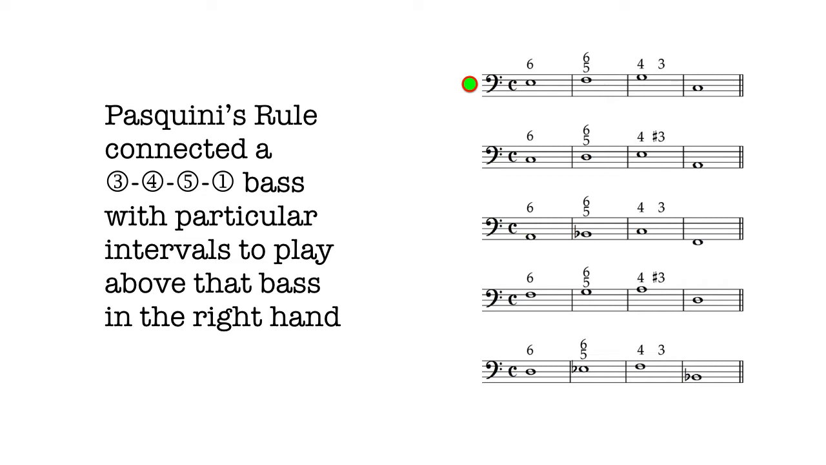Then over the fifth scale degree, we see a 4 and a 3. The 4 means don't play the 3 yet, then play the 3. And nothing's written over the C because that is the default case of 3 and 5.